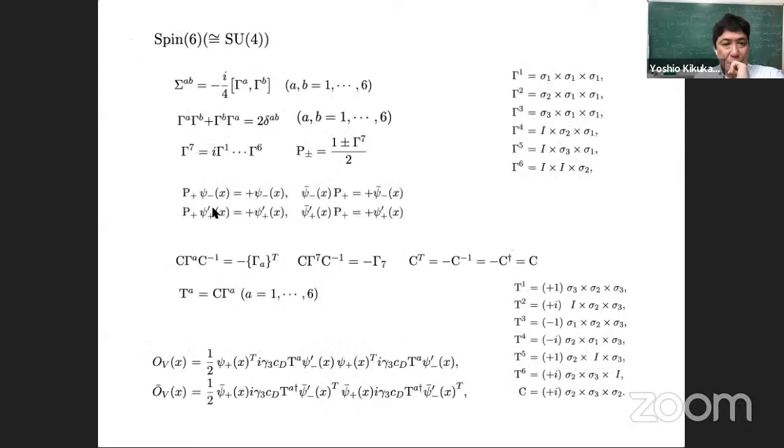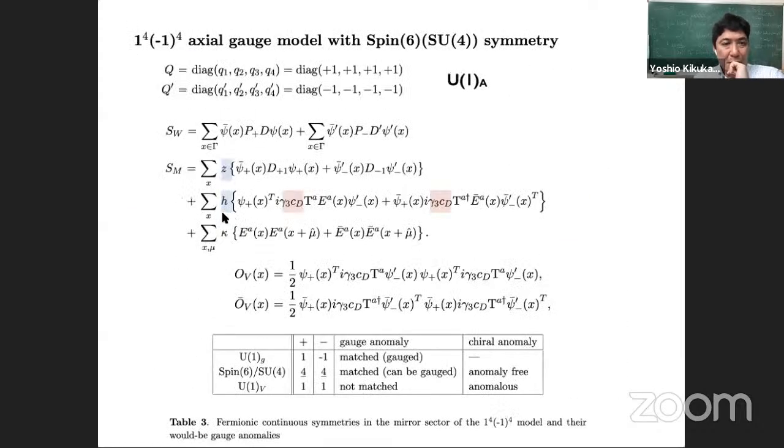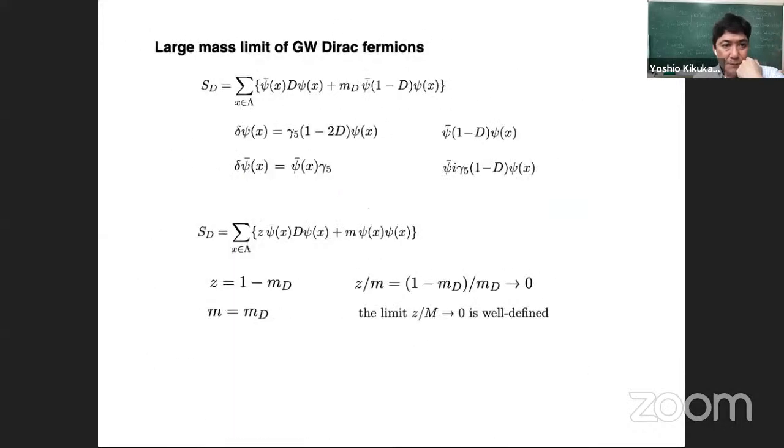Another point of this construction is that in this model, we can safely take the large limit of the Majorana-Yukawa coupling compared to the kinetic term for the right-handed or mirror fermion mode. In this respect, we must be careful, because this term behaves like a mass term, and this term is nothing but the kinetic term. To take the large mass limit of the overlap fermions, we must be careful. So let me explain this point.